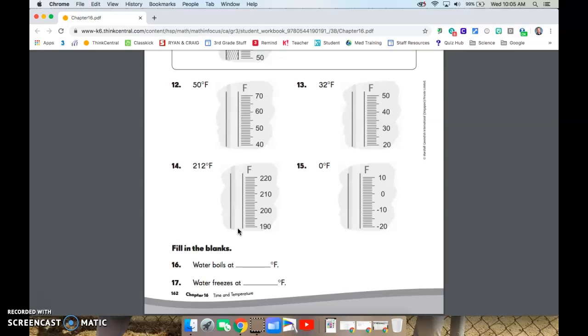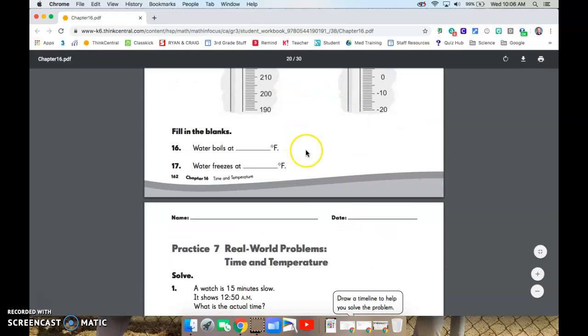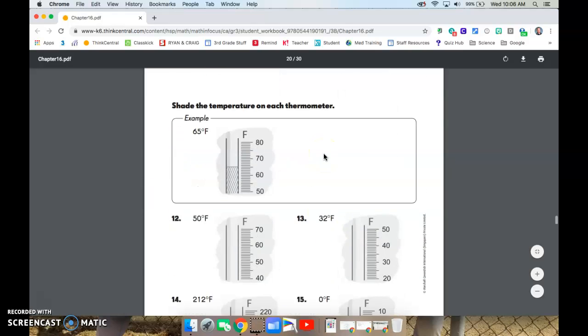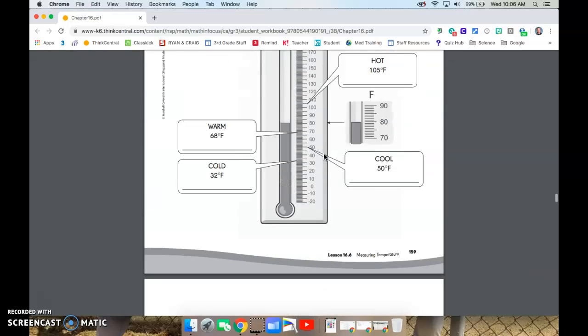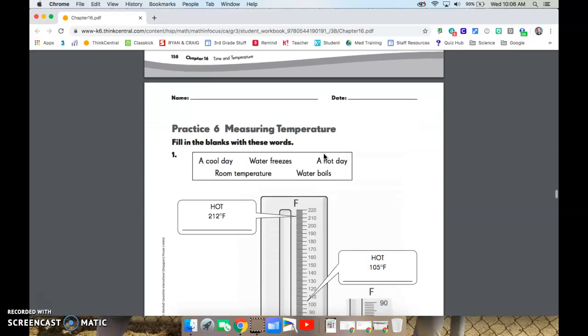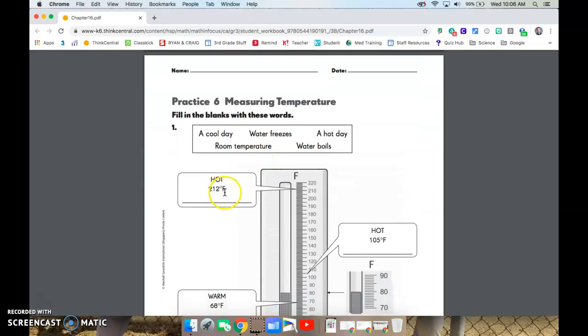Good. Okay. 0 degrees. Well, that's right on the 0 line. That's way below freezing. Pow, pow, about right there. Fill in the bottom. All right, last two. Water boils at and water freezes at. Let's come back up here to the beginning of this chapter. Hot, 212 degrees. We said water boils.